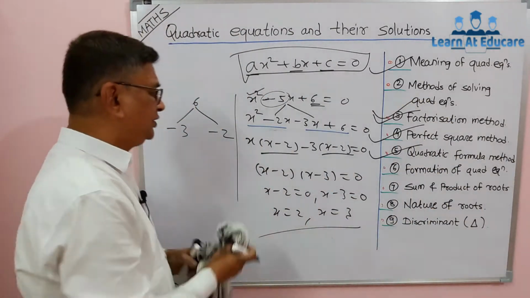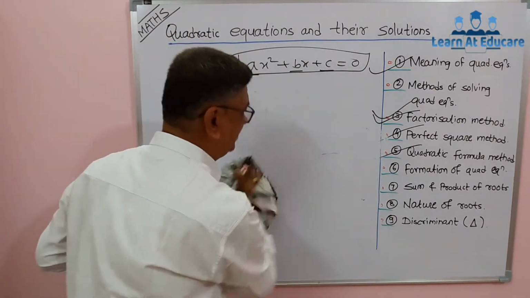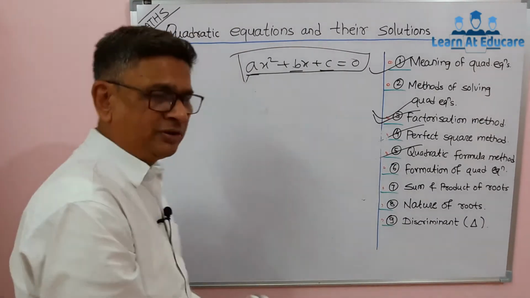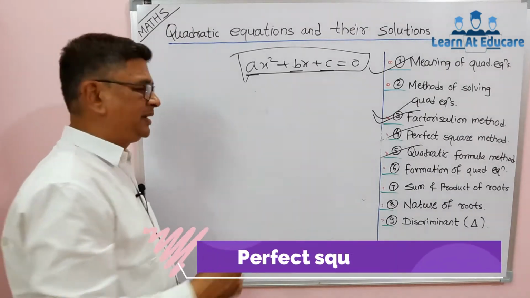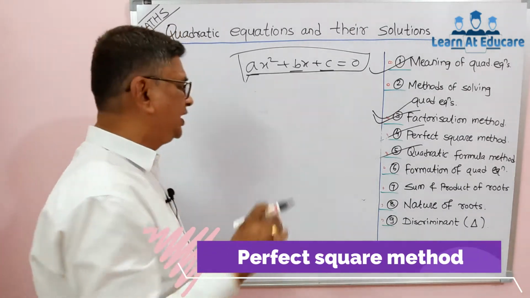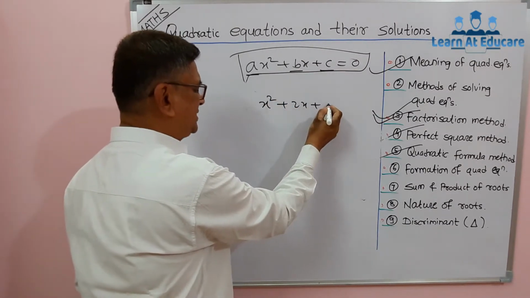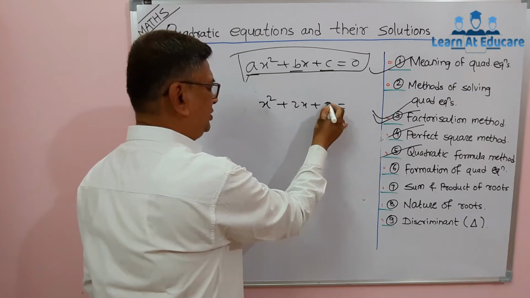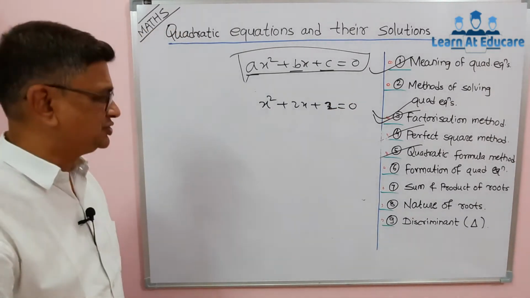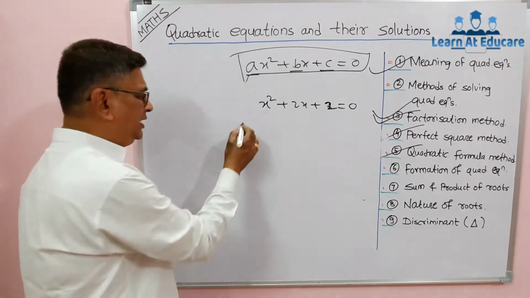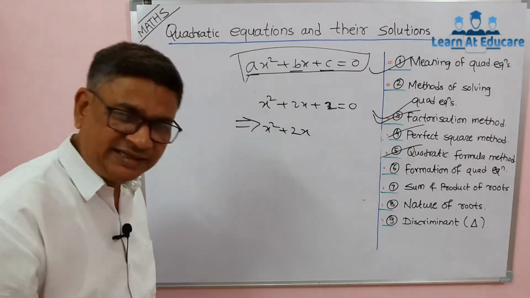But dear students, this method is only useful if the last term has factors, and those factors can be adjusted like that shown just now. There is another method called the perfect square method. If factors are not there, then we can use this method. For example, if we are given the equation x² + 2x + 2 = 0, this quadratic equation cannot have proper factors. Then what should be done? For the perfect square method, first term x², second term 2x written as it is.